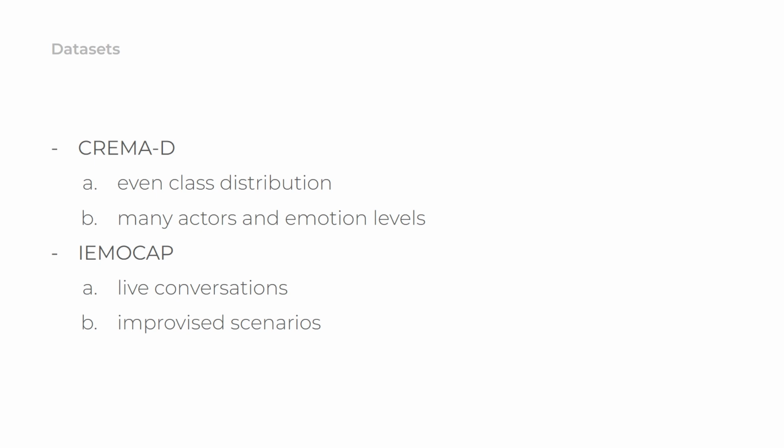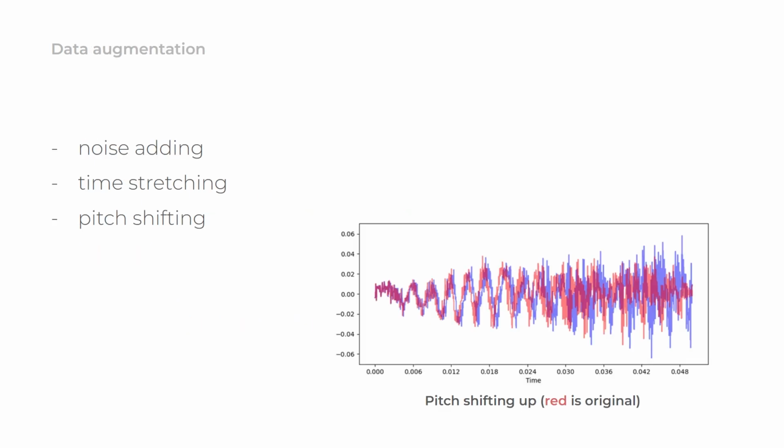For our experiments, we focused on 4 specific emotions: anger, happiness, sadness, and neutral state, in order to maintain a balanced and manageable dataset for model training and evaluation. To improve the robustness of our models, we applied several data augmentation techniques.